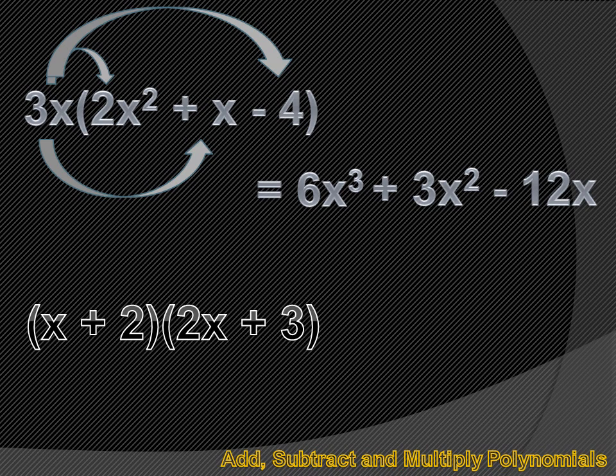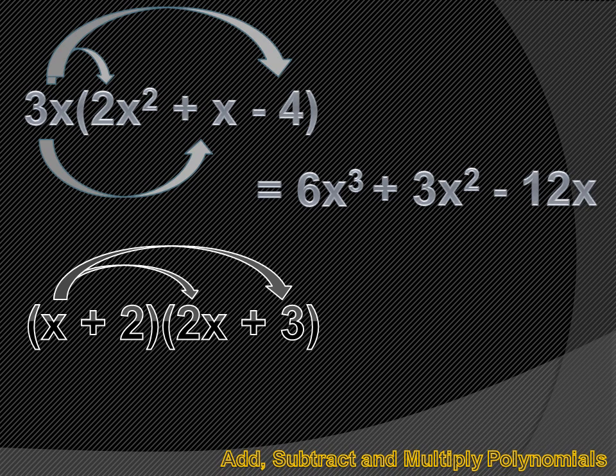How about this one? I'm multiplying a binomial times a binomial. Well, it's really about the same thing. I want to distribute that x in the first binomial to both of the terms of the second binomial. I got to multiply the x times the 2x. I got to multiply the x times the plus 3.